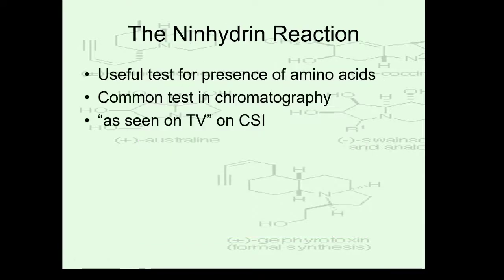Now, this is where we get into testing for the amino acids and everything. There's an organic reaction that you may see on CSI and things like that. They'll walk in, they'll be looking for amino acids, or they'll be looking for evidence. They say DNA evidence usually, which is wrong. But they'll spray this stuff on there and it'll turn purple.